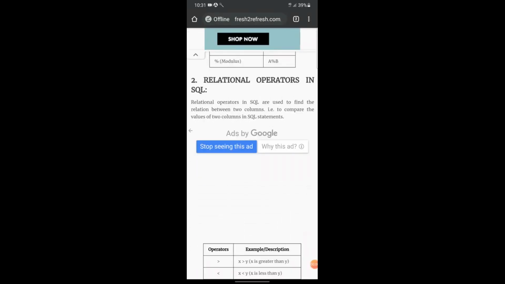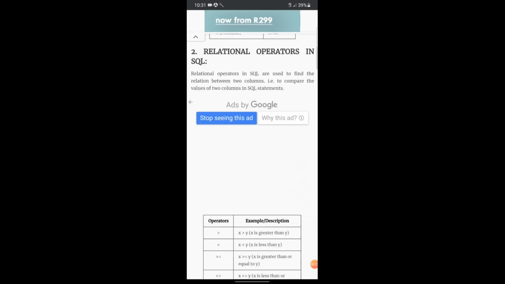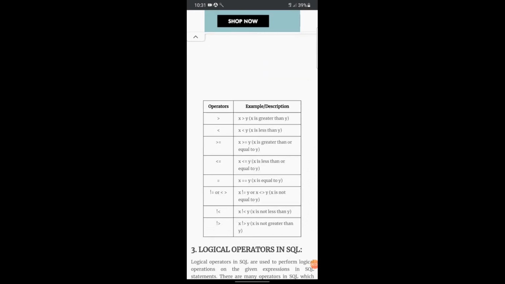The next kind of operation in our concept of the SQL language is relational operators in SQL. So relational operators in SQL are used to find the relation between two columns. Or maybe it can also be used to find the relation between two constants and variables as well. That is, to compare the values of two columns in SQL statements, as I have said earlier. So now comes the relational operators.